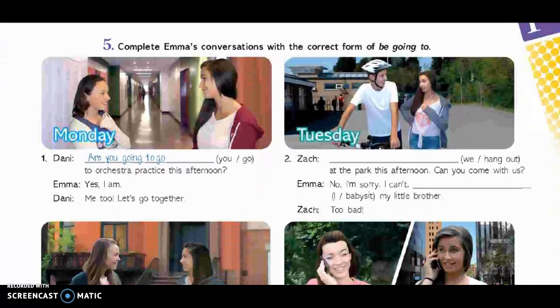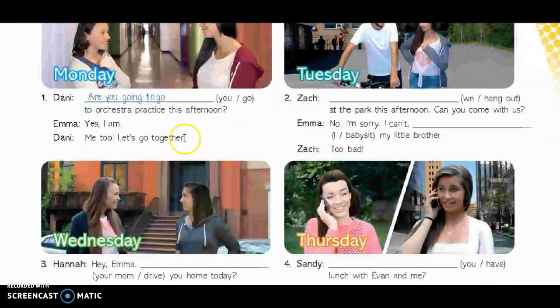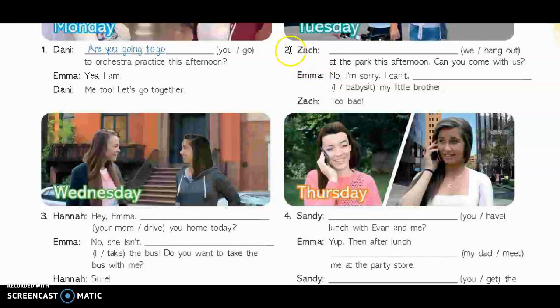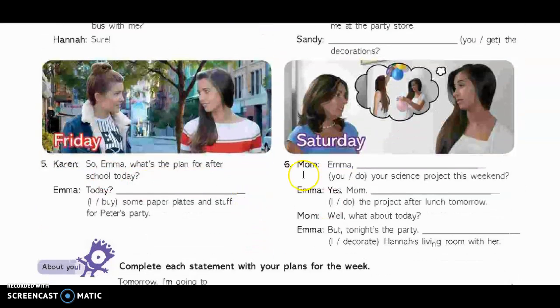Exercise 5. Complete Emma's conversations with the correct form of be going to. You have to look at the pictures and complete the conversation. Danny, are you going to go to orchestra practice this afternoon? Emma: Yes, I am. Danny: Me too. Let's go together. You have to complete number 2, 3, and 4. And 5 and 6.